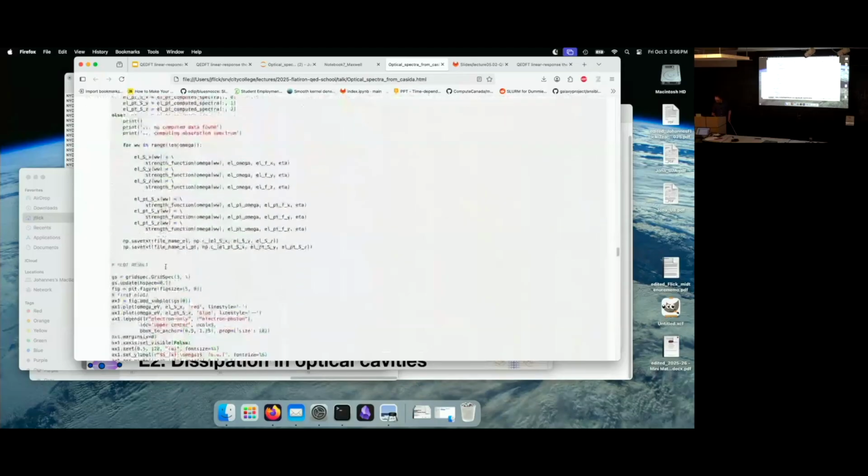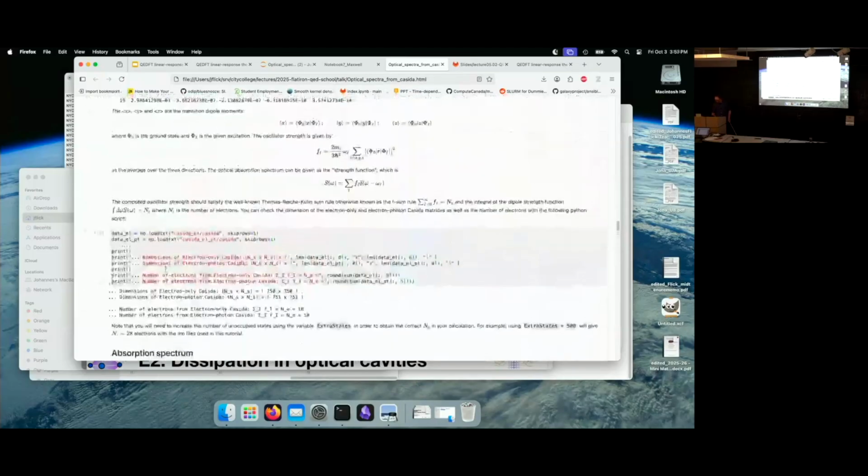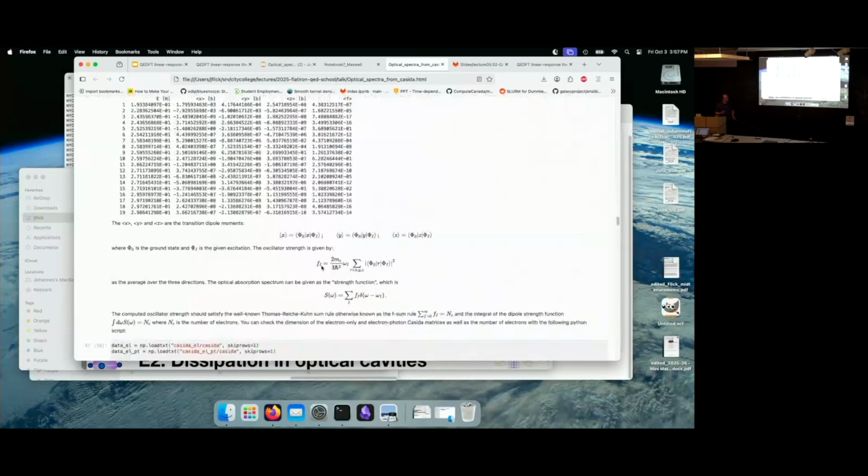Then what you may have noticed, if you were reading closely, is what is discussed in this part. There are the amplitudes x, y and z, which are the transition dipole moments, where 0 is the ground state, out of the ground state to the excitation which we're looking at: the first excitation, second one, and so on. From the x amplitude we can calculate the oscillator strength. And then the absorption spectrum is written here as a strength function.